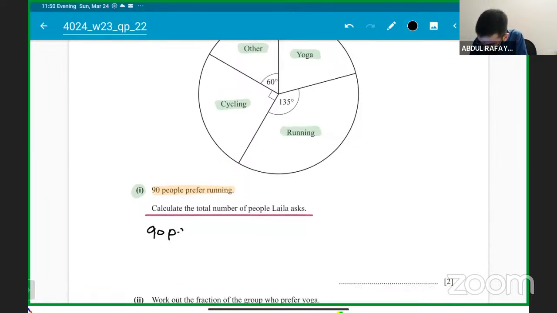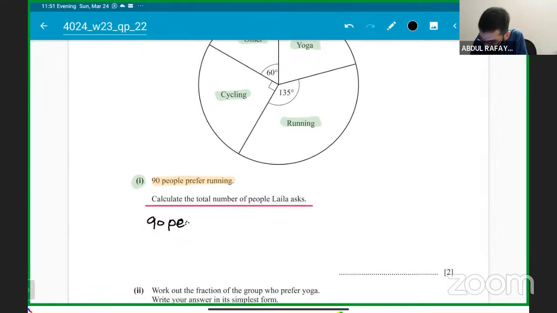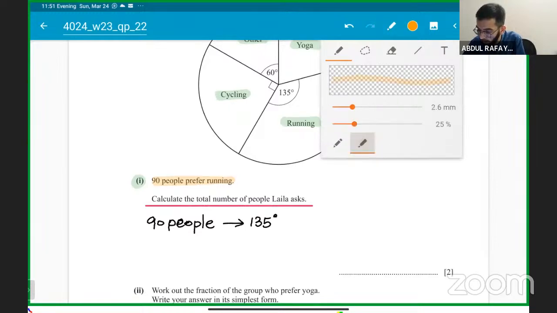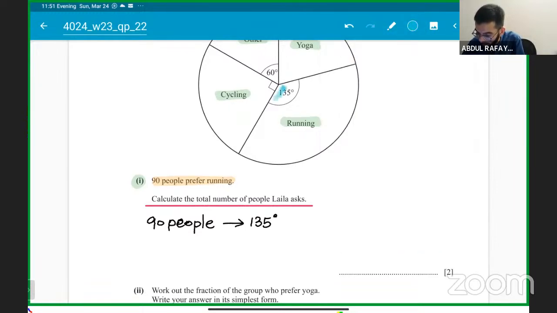90 people prefer running. How much of the diagram do 90 people represent? Everyone can see, right? 90 people prefer running. Follow very carefully, okay? 90 people represent 135 degrees.